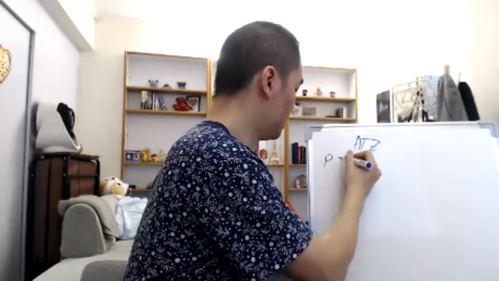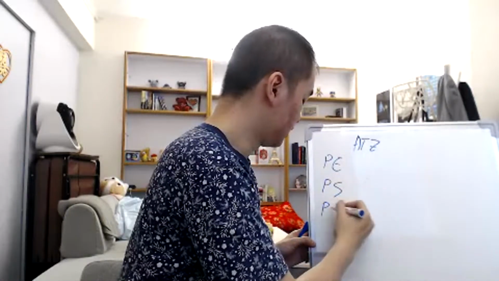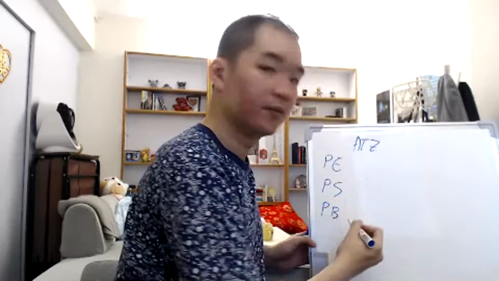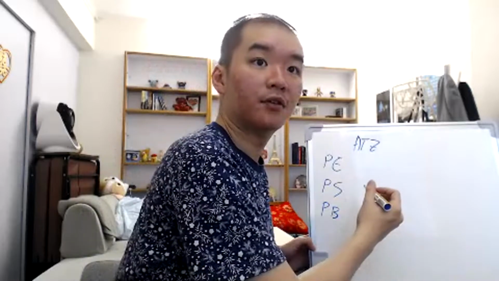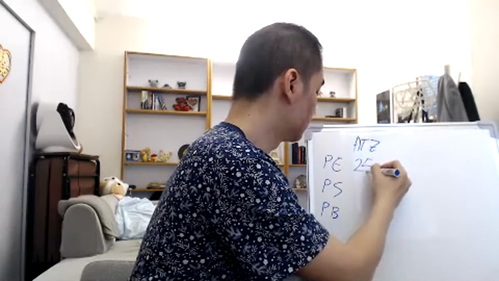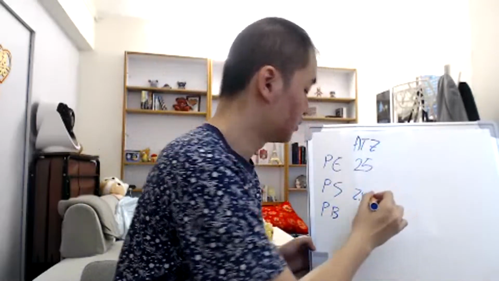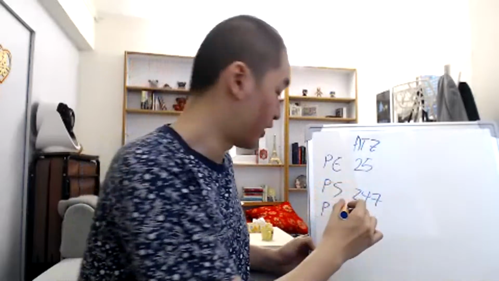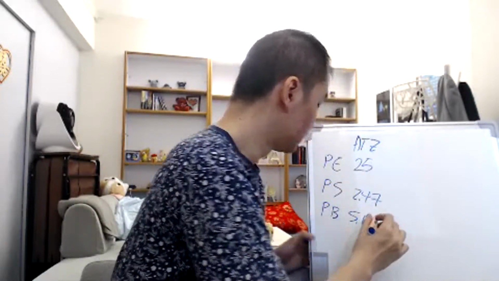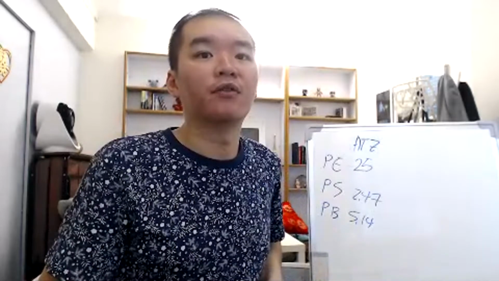So Aritzia, P/E ratio, P/S, P/B. So here's 25. Here's 2.47. Here's 5.14. Now, on investing.com, it actually didn't give you a comparison, which is too bad. So we'll need to think of some comparison that we can use to compare with Aritzia.